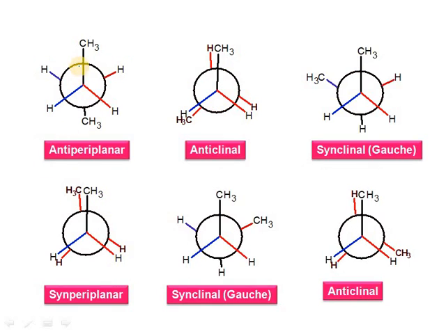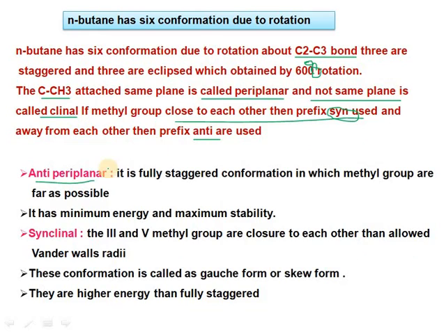Now we have seen anti-periplanar. This is anti-periplanar because this methyl group and that methyl group are opposite each other. So it is a fully staggered conformation. They are far away from each other, and therefore it has very little energy and maximum stability, the most stable conformation.